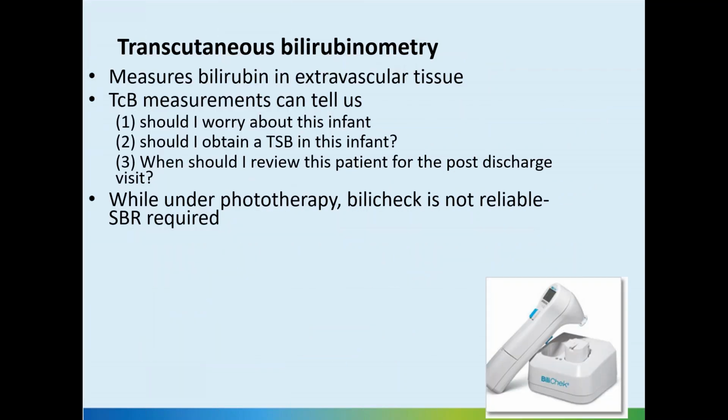Transcutaneous bilirubinometry is a very helpful tool in monitoring babies for bilirubin. This is not going to give you the exact serum bilirubin, but it is an approximation, and in most cases, even in dark skin races, it correlates. In premature babies, there may be a tendency to overread, so we should take that into account before we order a serum bilirubin. It measures the bilirubin in the extravascular tissue. The transcutaneous bilirubin measurements can tell us whether we should worry about this infant's jaundice, whether we should do a serum bilirubin, and when I should review next for the post-discharge visit. This can be used at follow-up as well, and we find it very helpful.